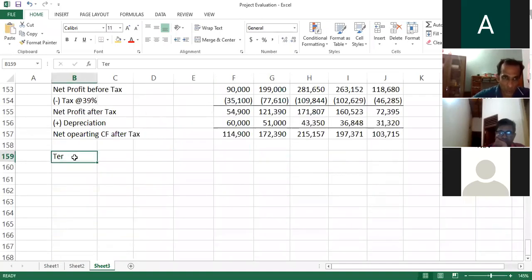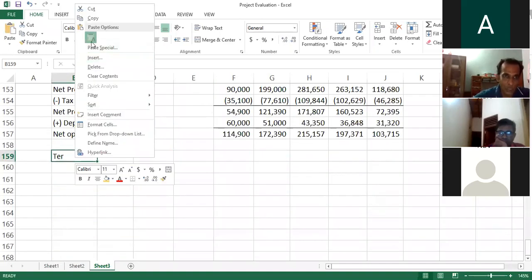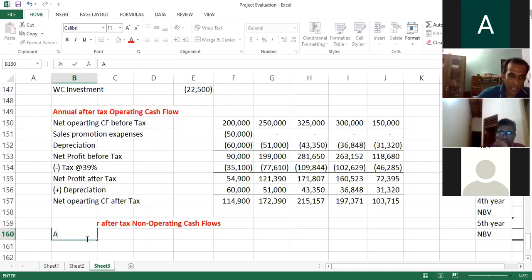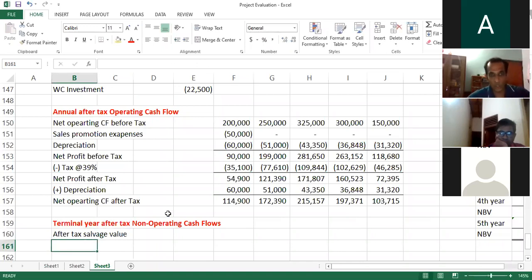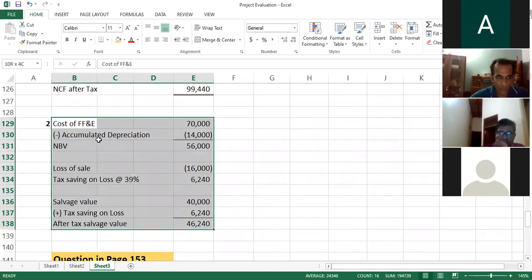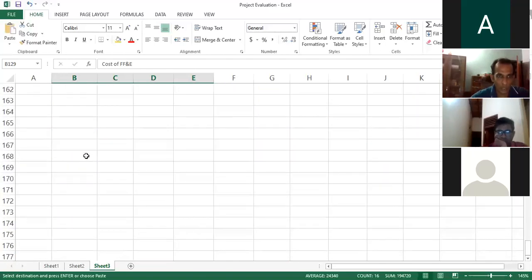What are the terminal year cash flows here? In this question, what are the cash flows that we can include under this category? One thing we know is the after tax salvage value. For that, I mentioned it is better to do a separate working. So we know this is how we did that working. I will put the working separately.